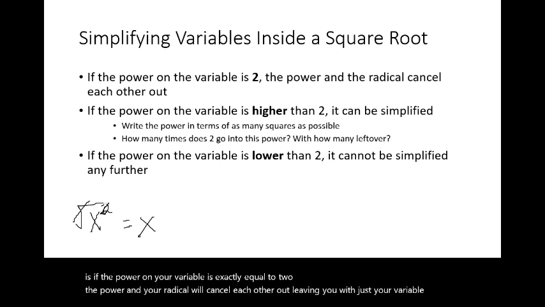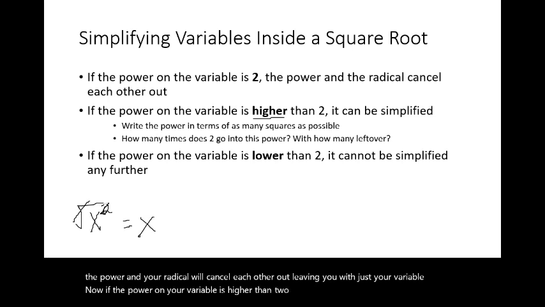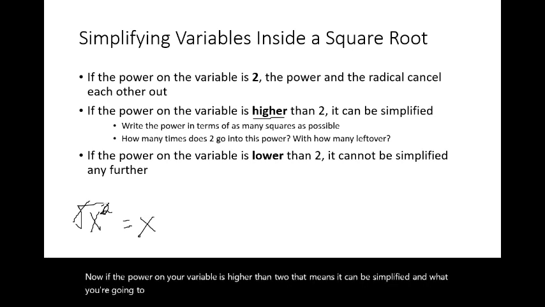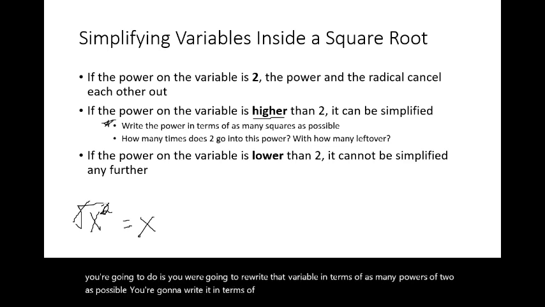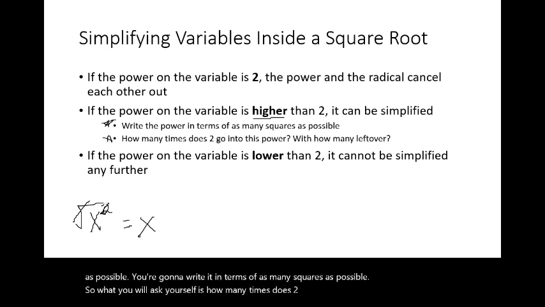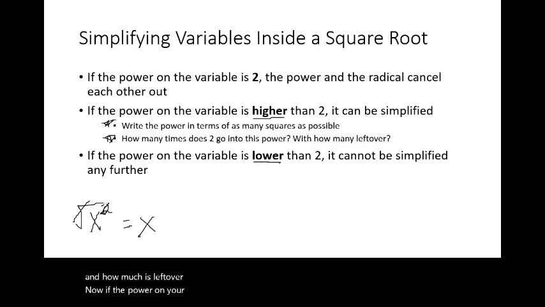Now, if the power on your variable is higher than 2, that means it can be simplified. And what you're going to do is rewrite that variable in terms of as many powers of 2 as possible. You're going to write it in terms of as many squares as possible. So what you will ask yourself is, how many times does 2 go into this power, and how much is left over? Now, if the power on your variable is lower than 2, it cannot be simplified any further.